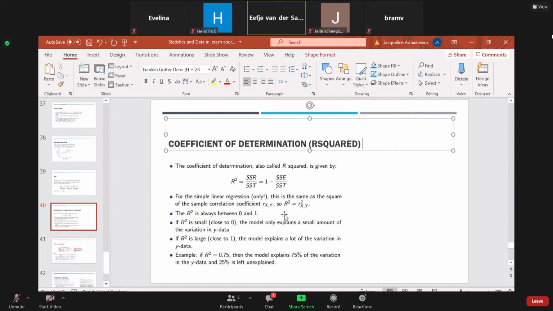That's, I think if you understand the formula, intuitively clear. For example, if R squared is 0.75, or if it's 0.50, for example, then the model explains 75% or 50% of the variation in the Y data. So 3/4 of the variation in the original data is now explained by modeling, and 25% is left unexplained. Okay?